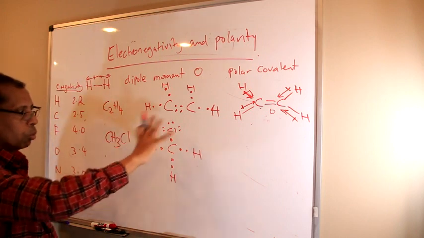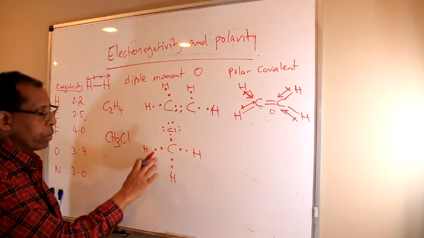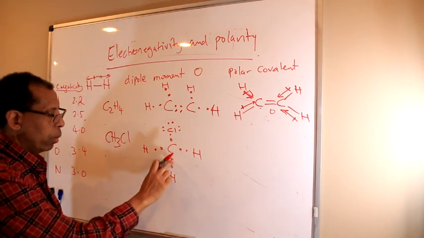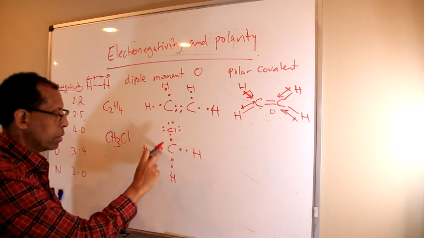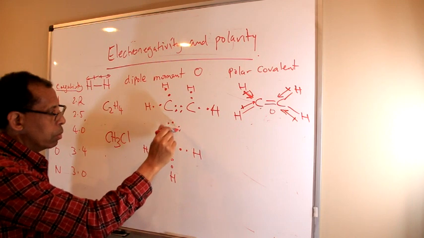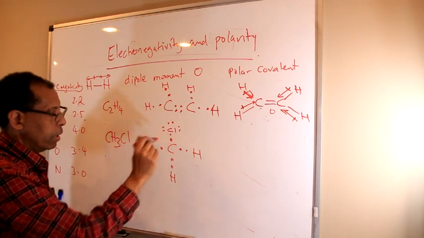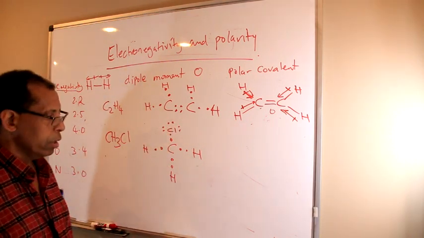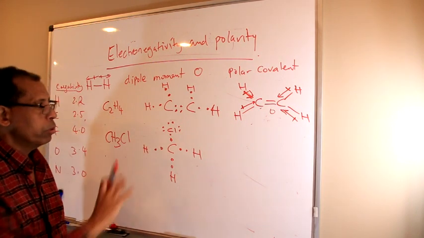It doesn't matter where you put them, but now if you check the octet rule, 1, 2, 3, 4, 5, 6, 7, 8. If you check the octet rule for chlorine, 1, 2, 3, 4, 5, 6, 7, 8. So the octet is fine, everything is okay as a loose structure.